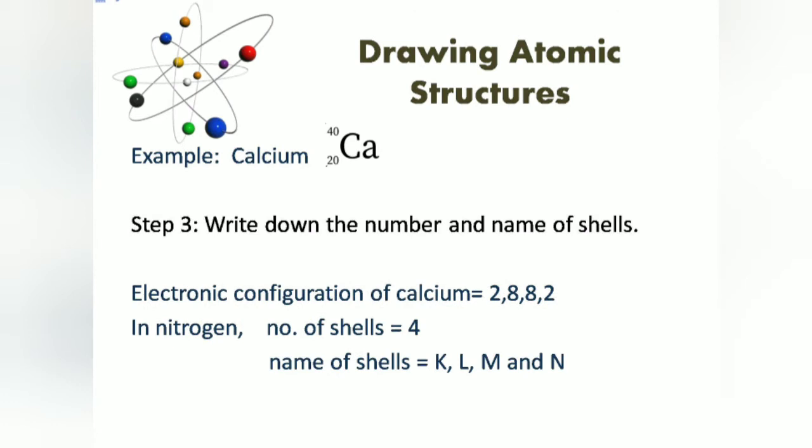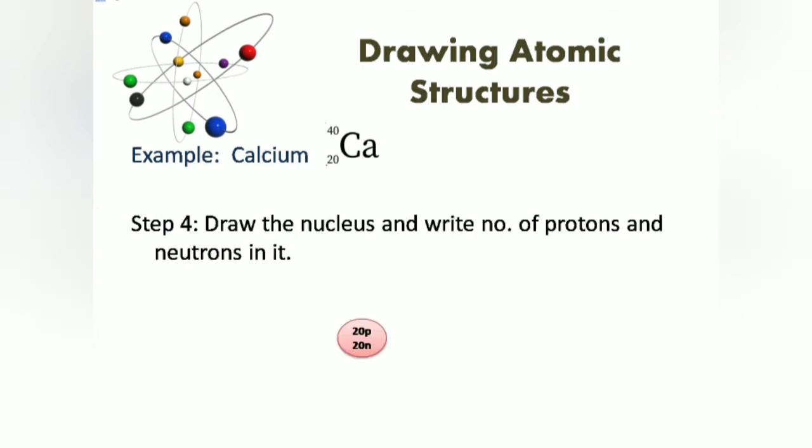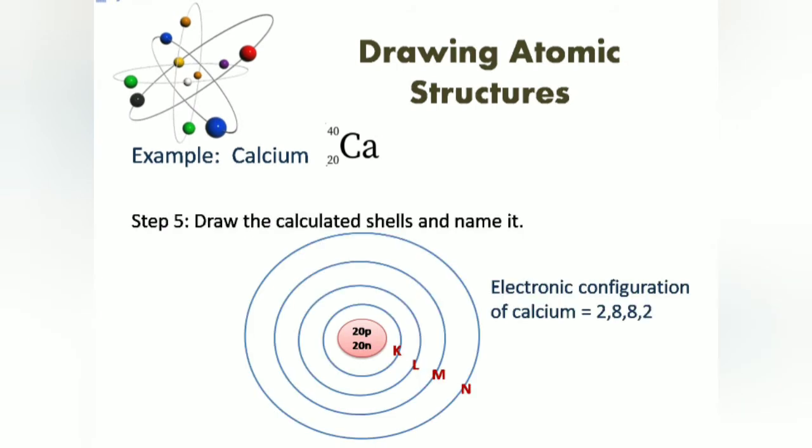Then there are 4 shells in calcium which are named as K, L, M and N. Then we have to draw the nucleus and write down the number of protons and neutrons in it. So we'll draw the nucleus and write down number of protons equal to 20 and number of neutrons equal to 20 in the nucleus. Then we have to draw the calculated shells and name them.